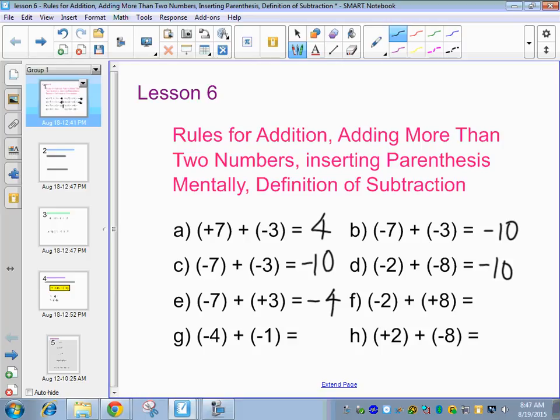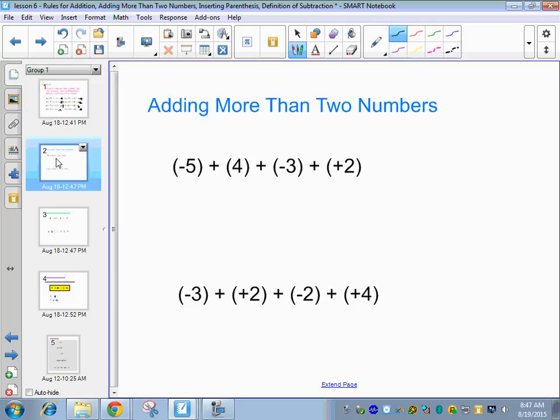Good. Dylan. Negative 2 plus positive 8. Anybody? Anybody? Yeah. Good. Negative 4 plus negative 1. Yep. Negative 5. Riley. Still really trying to get all your guys' names down. Positive 2 plus negative 8. Yep. Nico, negative 6. Perfect. Okay. That's just sort of a warm-up. We'll do plenty more of these. Pretty good. Okay. Adding more than 2 numbers.